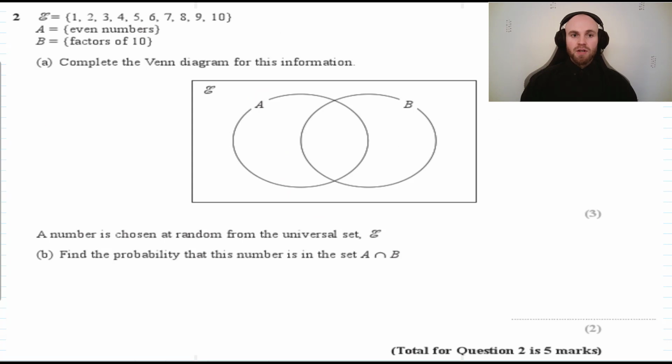Question 2, we have a universal set of values from 1 to 10. We have A, which are the even numbers, B, which are factors of 10. Part A, complete the Venn diagram for this information.